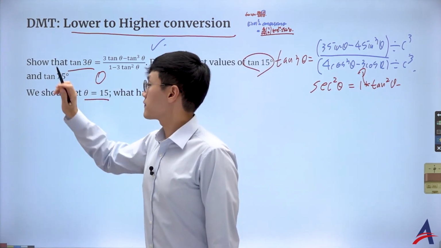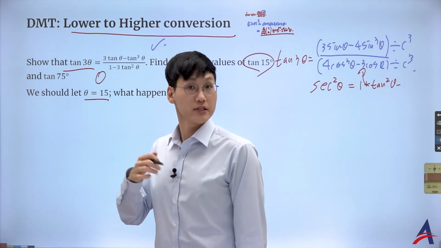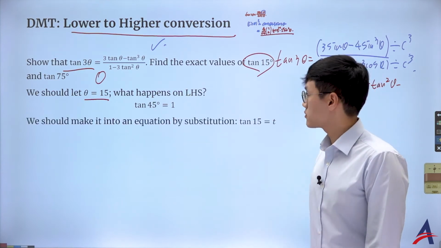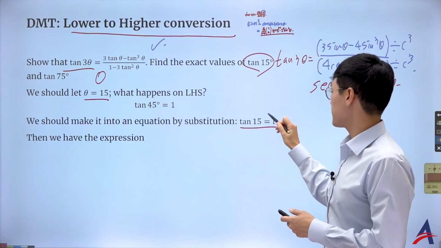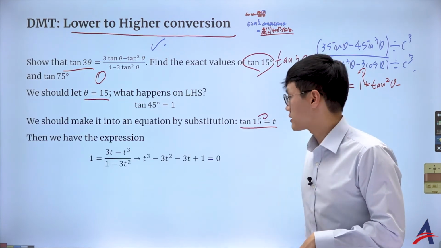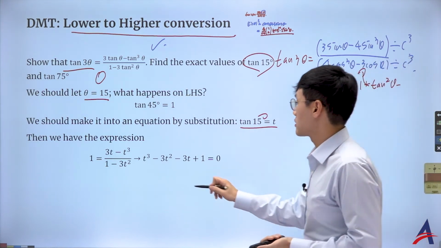But on the left-hand side, if I let the theta to be 15 in the triple angle formula, that becomes tangent 45, which you already know. That's just simply 1. No problem. So that's great. I'm going to then expand it. So if I let the tangent 15 degree, don't forget the unit, as t, then it becomes quite a nice cubic polynomial. So that is great.